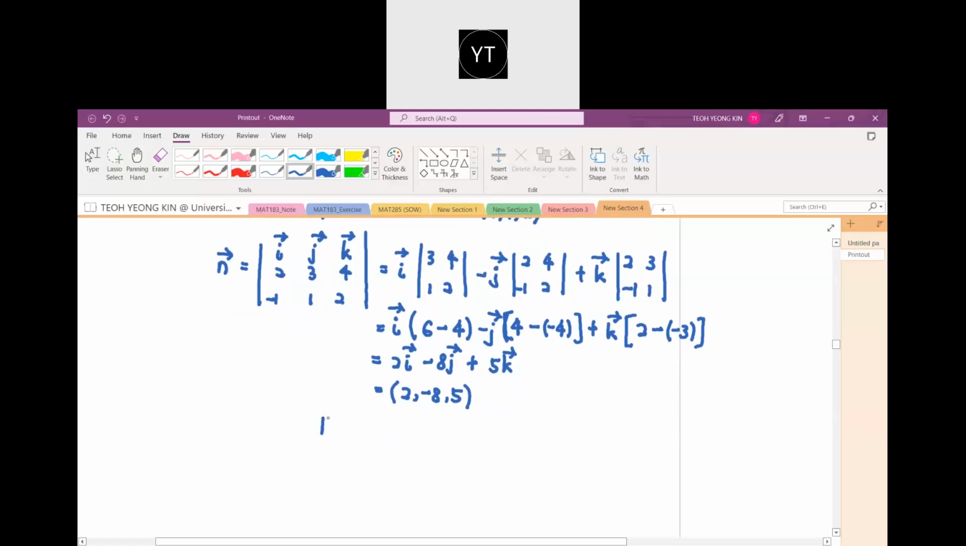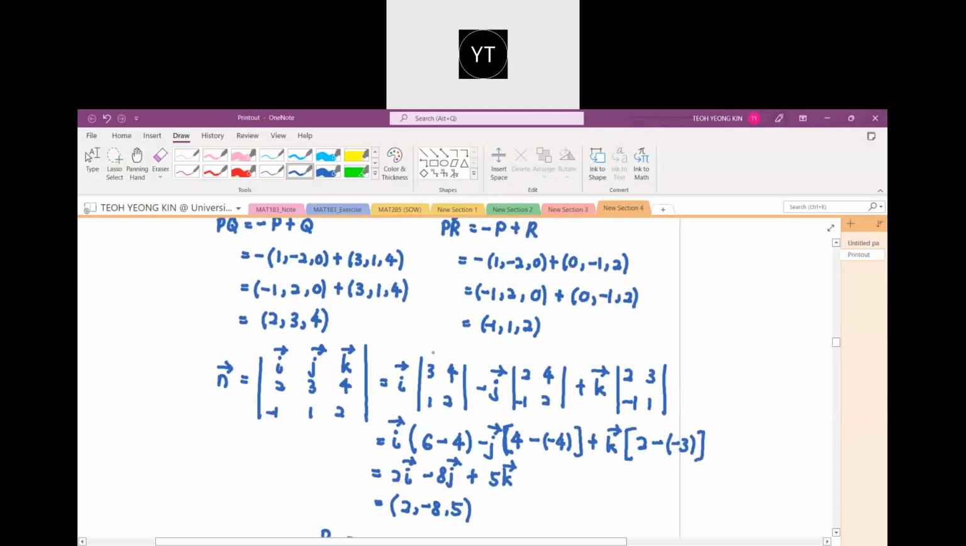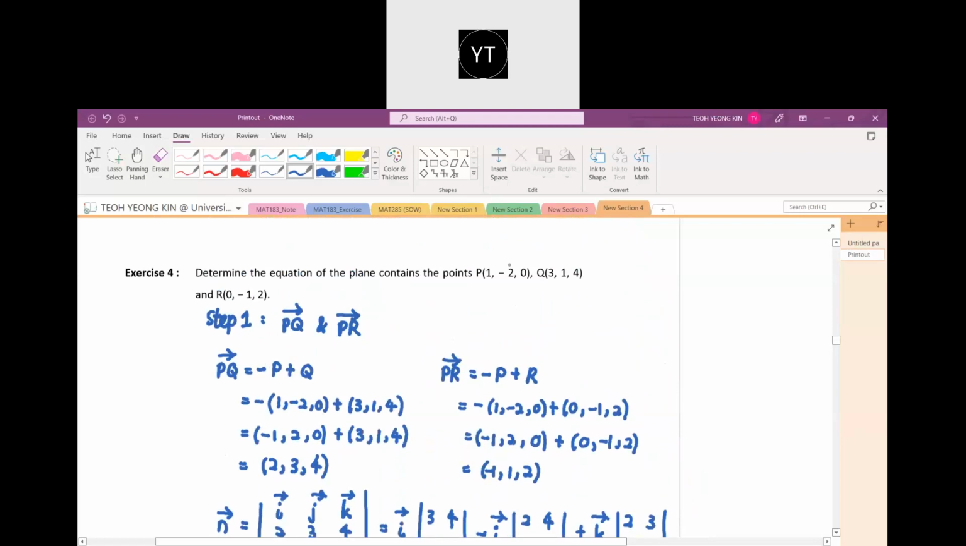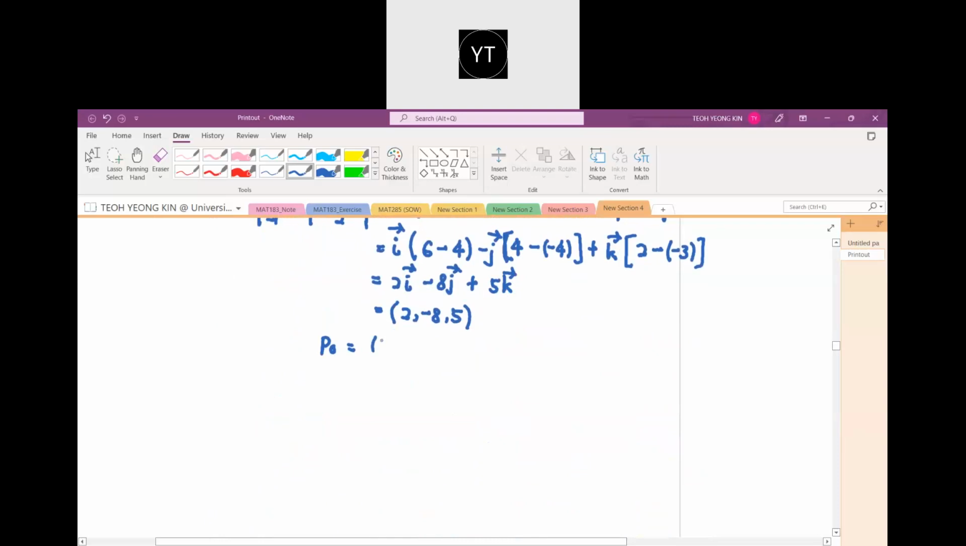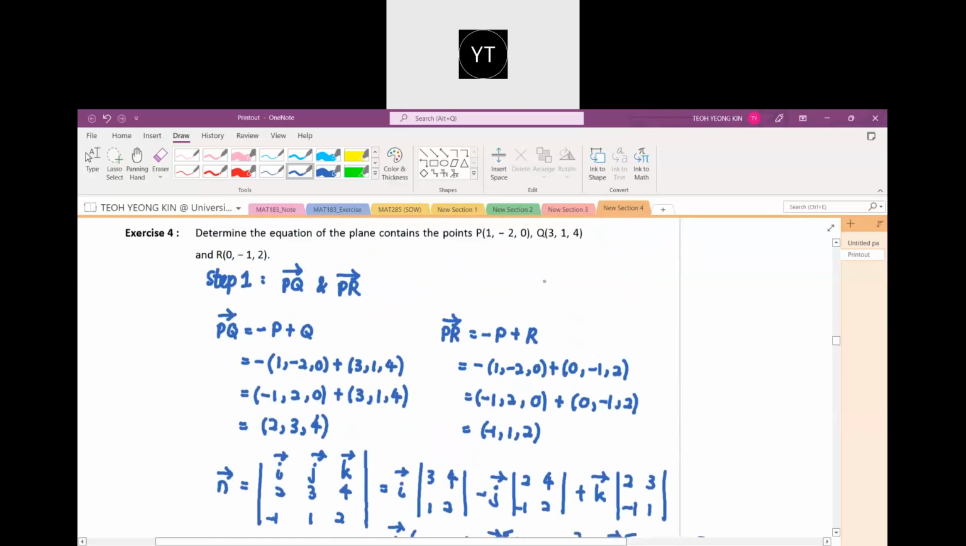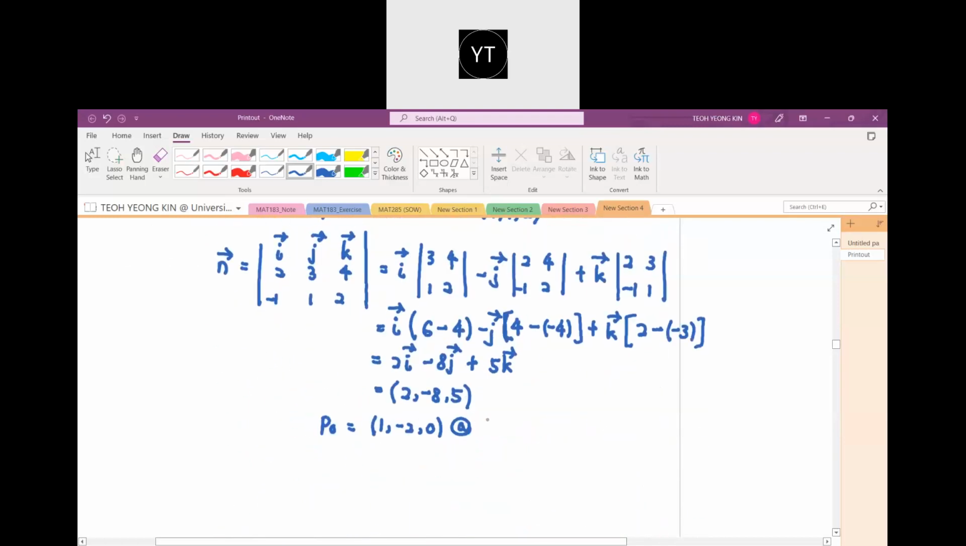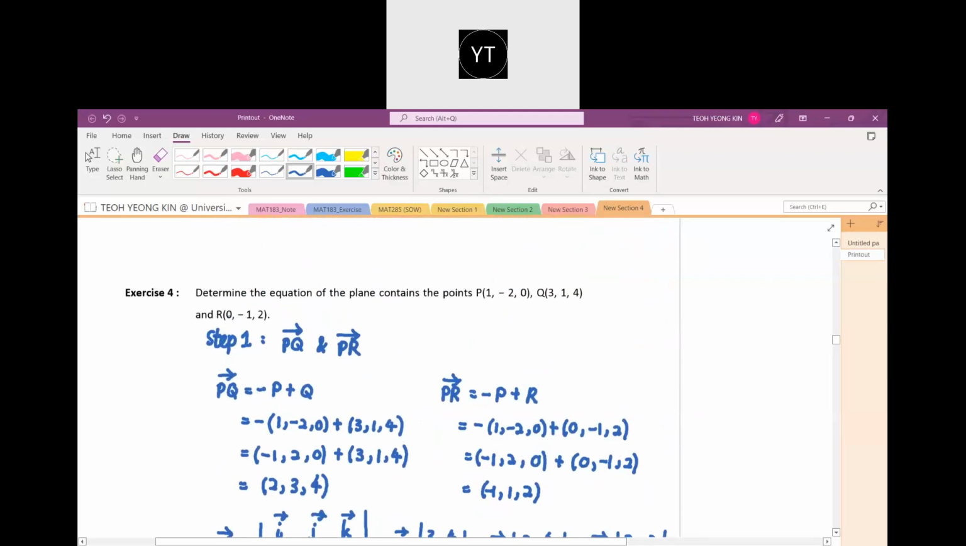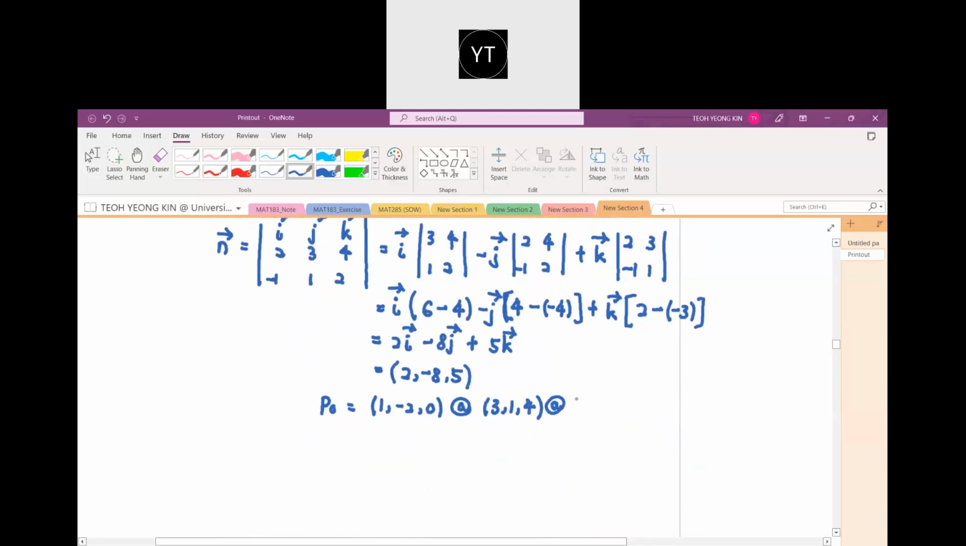And our P naught, there are 3 points to choose from. You can choose either point P, Q, or R. Let's say P: 1, negative 2, and 0. Or you can choose another point, Q: 3, 1, and 4. Or the last point, R: 0, negative 1, and 2. In this case, I choose this point. It's up to you. You can choose the second or third point.